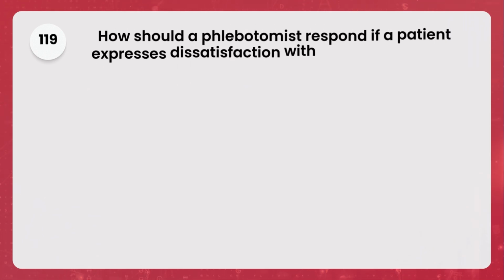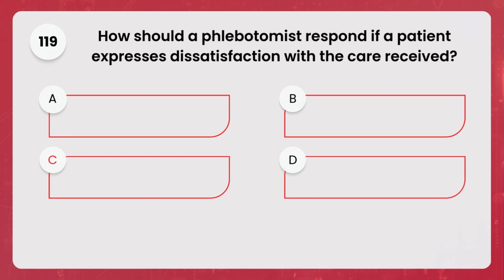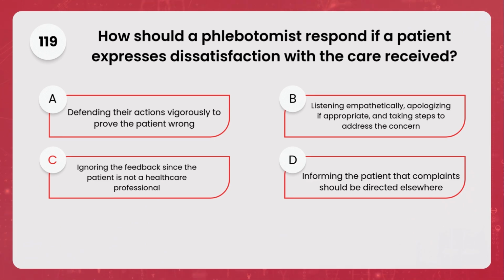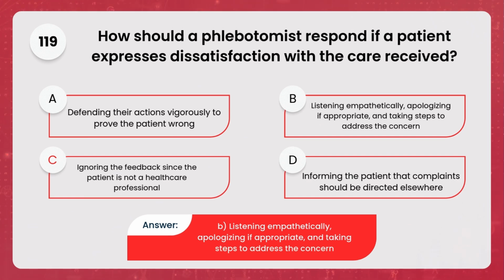Number 119. How should a phlebotomist respond if a patient expresses dissatisfaction with the care received? A, defending their actions vigorously to prove the patient wrong. B, listening empathetically, apologizing if appropriate, and taking steps to address the concern. C, ignoring the feedback since the patient is not a healthcare professional. D, informing the patient that complaints should be directed elsewhere. The answer is B, listening empathetically, apologizing if appropriate, and taking steps to address the concern.